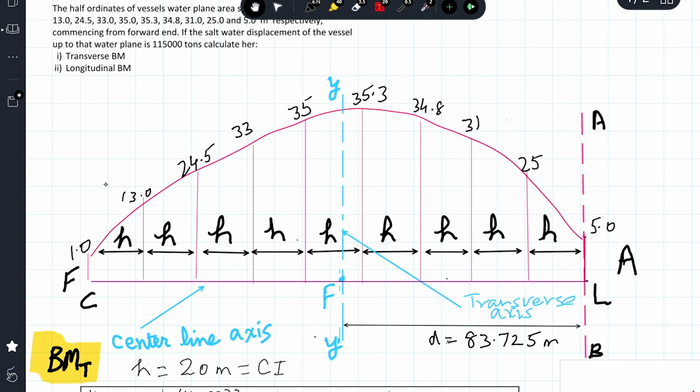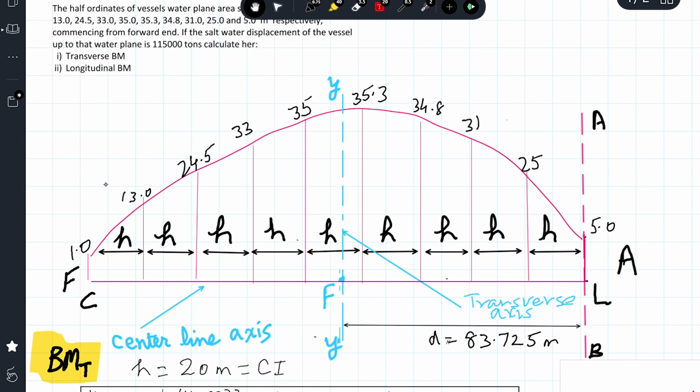So transverse moment of inertia, we take the moments about which axis? About the center line, which is also called x-axis, passing through center of rotation along the length of the vessel. So moment of inertia we find is a transverse moment of inertia, and the axis is the center line of the vessel. CL, here you can see CL is marked as center line axis. But my half breadths, which are my ordinates, half ordinates, they are perpendicular to the axis.